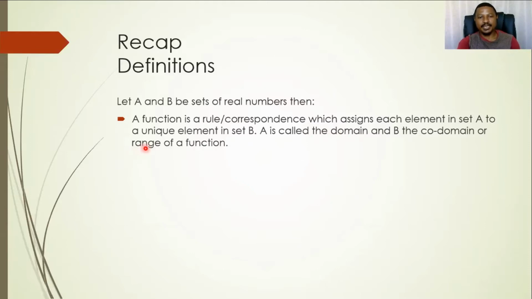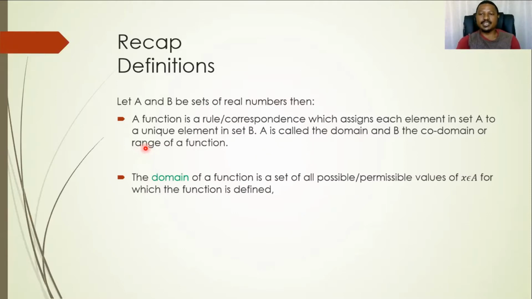So what is this domain? As also discussed in the previous video, the domain of a function is the set of all possible or permissible values of x. That means that x is in A, according to the definition, for which the function is defined. Meaning, learners, if you are asked for a domain, you're looking at the x-axis, the horizontal line. We're looking for those x values for which our function is defined. And then we can go for the range.